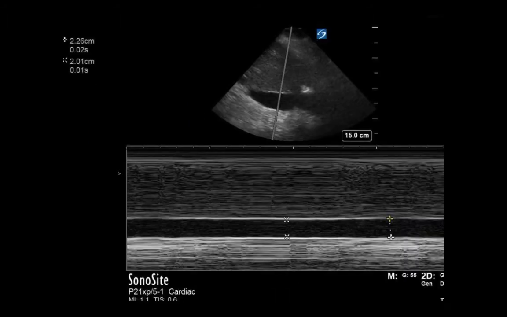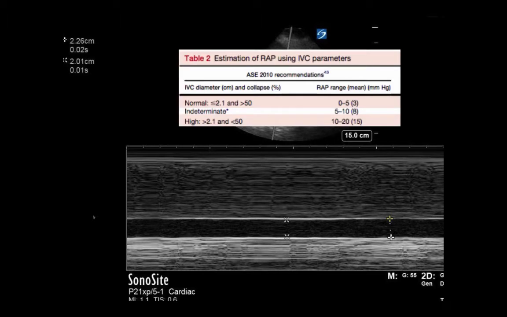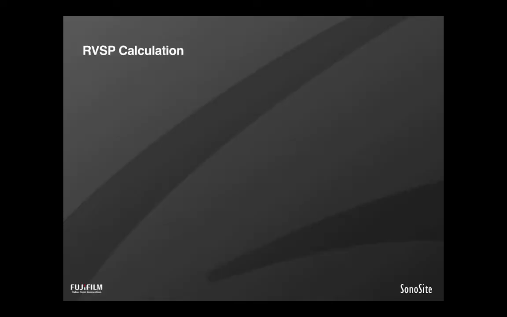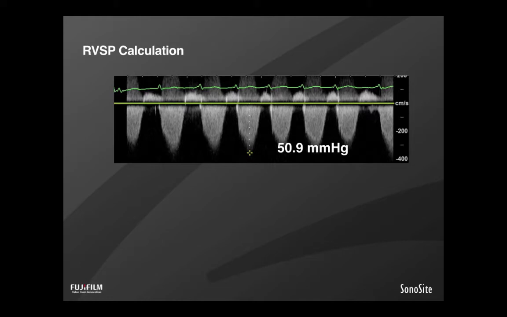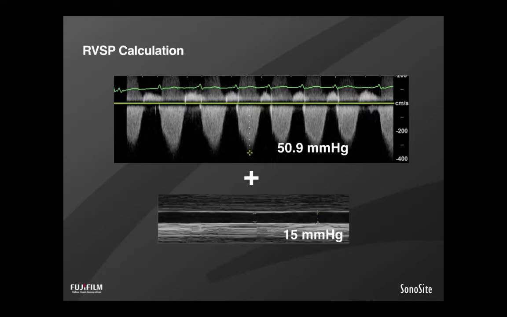In this case, the IVC was seen to be 2.26 centimeters at its widest, with not a lot of variation with respiratory movement in this positive pressure ventilated patient. We refer back to our tables, of course, and see that this corresponds to a CVP of around 10 to 20, or an average of 15. So again, much higher than the 5 millimeters of mercury that were considered by the machine in the default setting. So we have 50.9 plus 15, and that's going to give us an RVSP of 66 in this case.